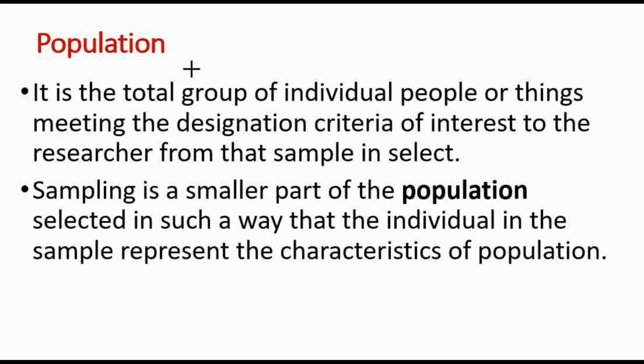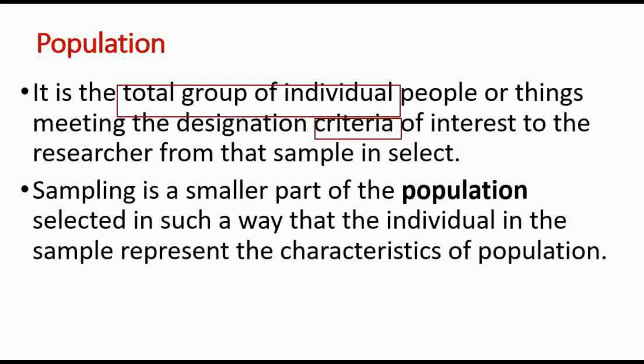It is the total group of individual people or things which have the criteria we are looking for. The overall group is called the population. From that we are going to take a part, that is a sample, and the process is sampling. The group taken out of the population is called the sample.